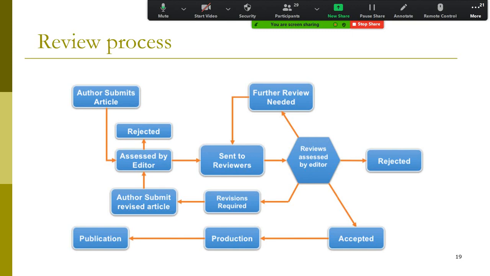So I have copied this figure from an article for you. Look at the process. Author submits article. It is first assessed by the editor. Sometimes it is rejected, which is called desk rejection.